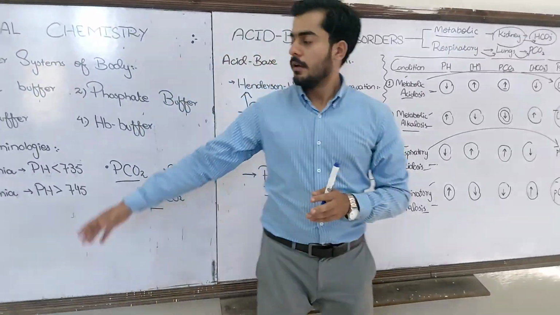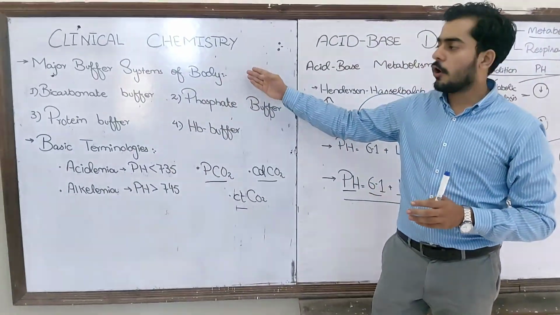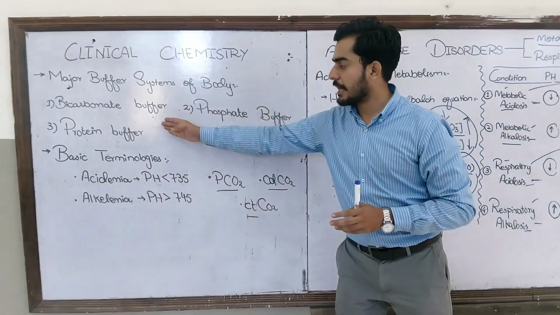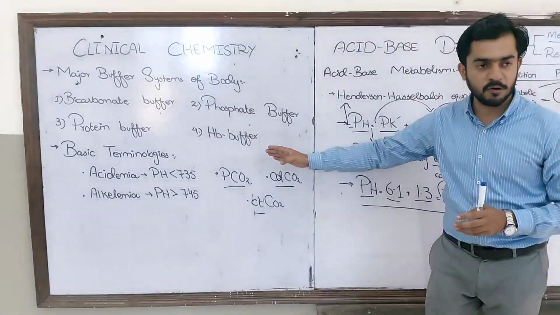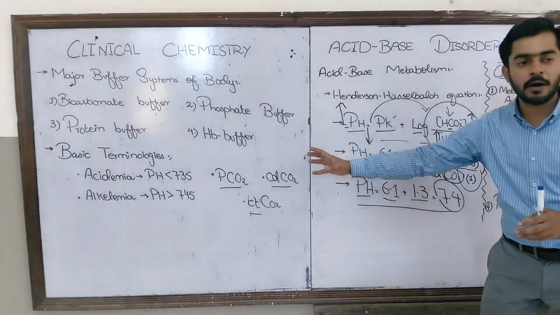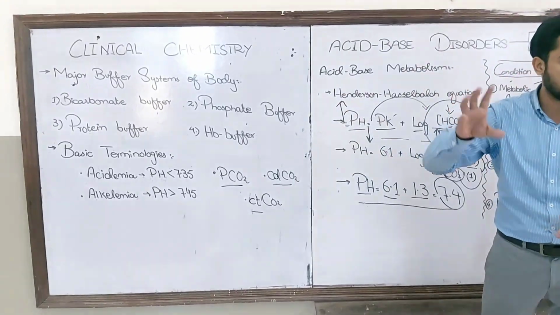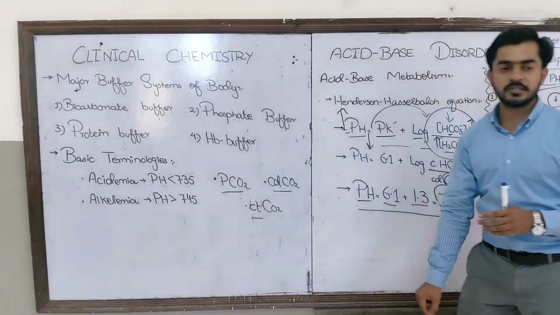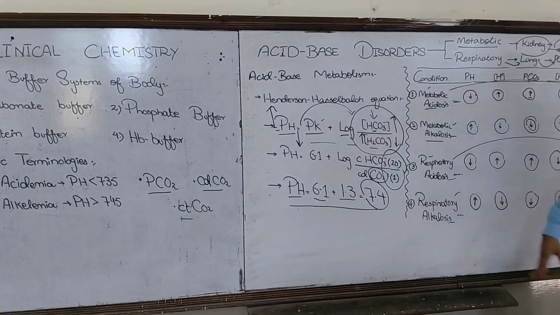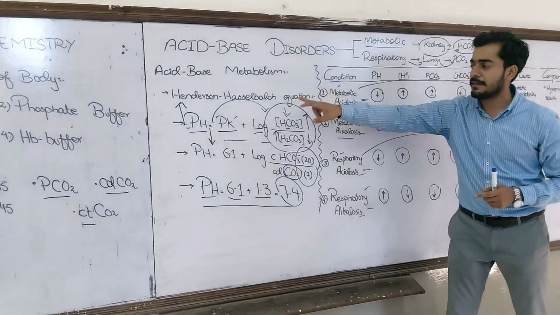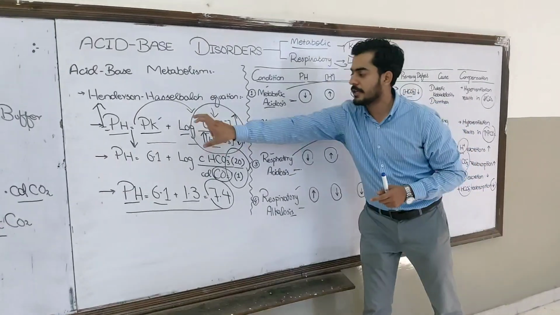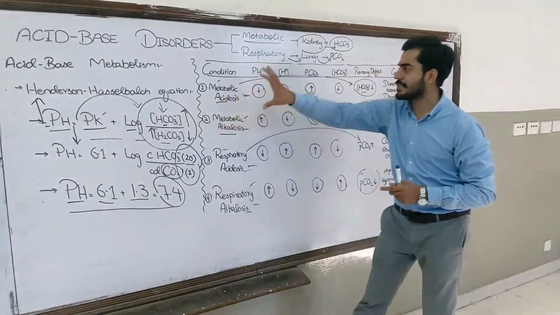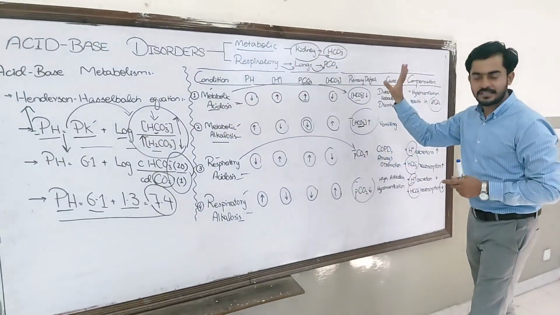In this lecture, we had a brief overview of the major buffer systems: the bicarbonate, protein, phosphate and hemoglobin. The basic terminologies about the carbon dioxide concentrations, partial pressure and total concentration of the dissolved carbon dioxide. Acidosis and alkalosis, acidemia or alkalemia. The acid-base metabolism involving the Henderson-Hasselbalch equation. These equations form the basis of all acid-base disorders.